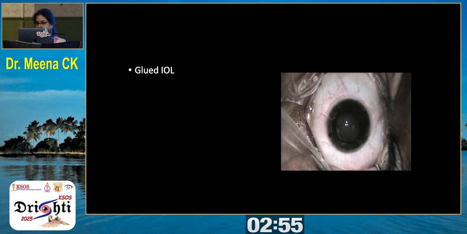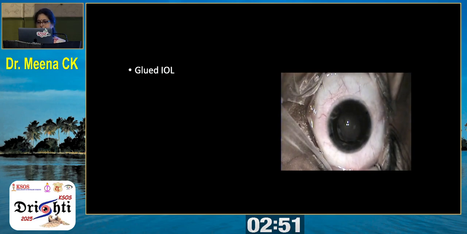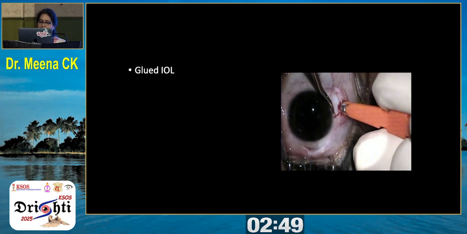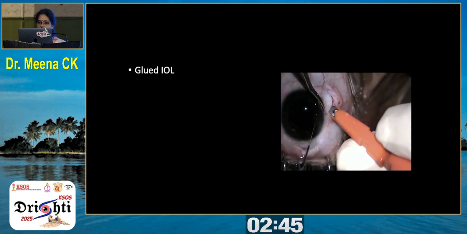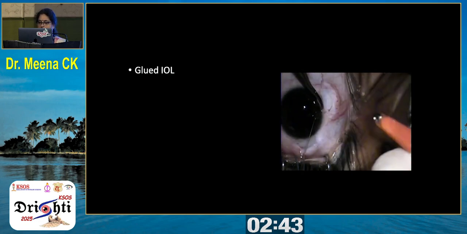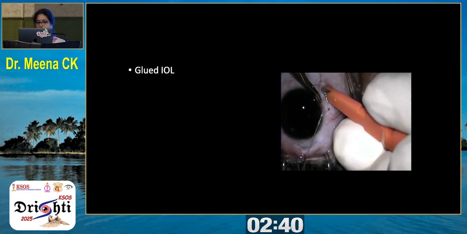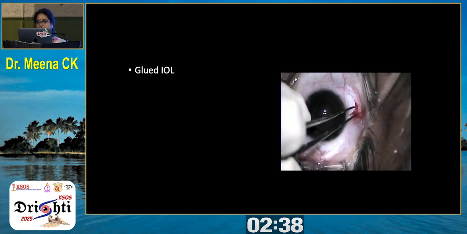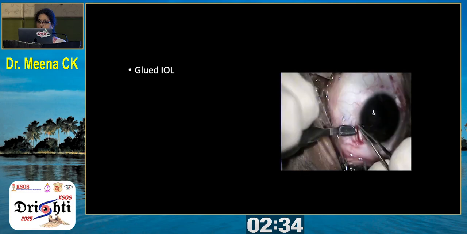When you are just doing a lens removal and putting it as a secondary procedure, it's much easier. And proper centration is very important. I still do it with a scleral flap, which I feel is more comfortable for me and gives a proper closure of these exposed haptics.